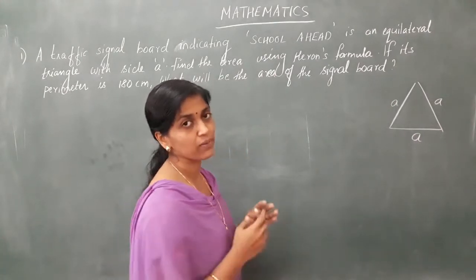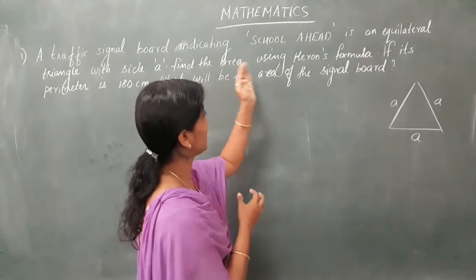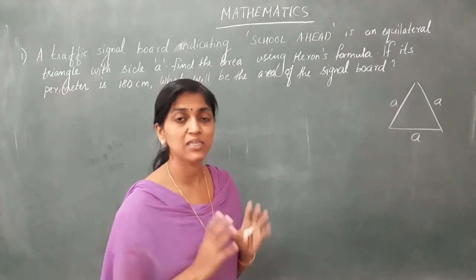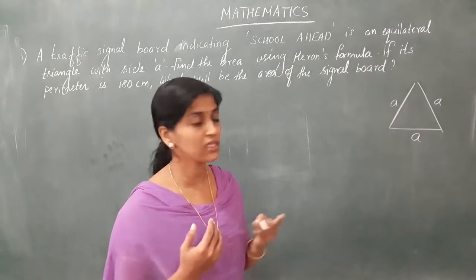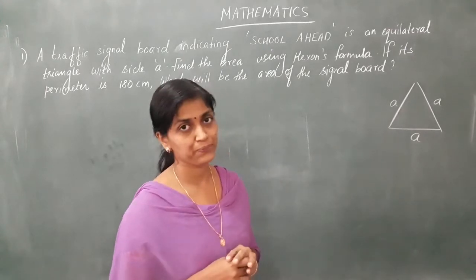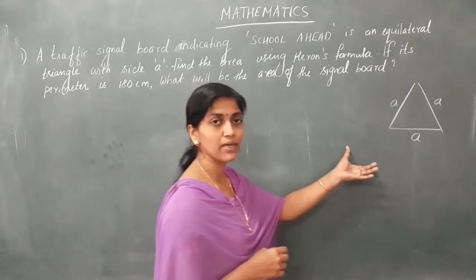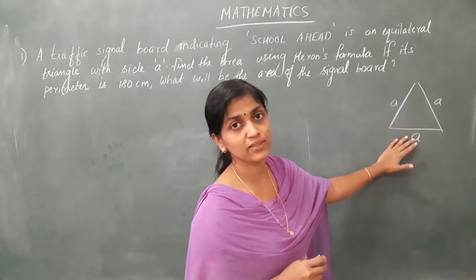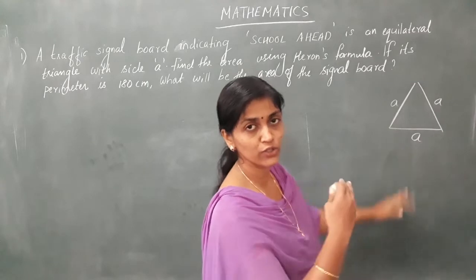So by Heron's formula, we are going to derive actually a formula here for finding the area of an equilateral triangle. Keep in mind, it's important. Next year you can get a multiple choice question or 1 mark question using this formula. Okay, so you have to by heart this formula. After deriving the formula, you have to by heart it. That is finding the area of an equilateral triangle using Heron's formula. Clear? We'll go to the question.